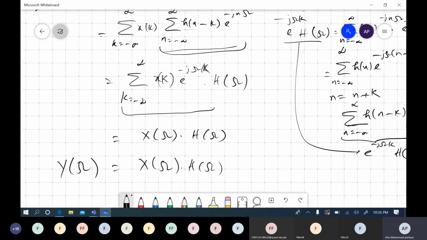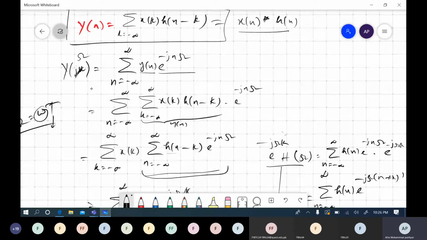See, we started from the calculation of Y of omega by the definition of convolution, and we end up in the frequency domain with multiplication of both signals. This is a very important property for analyzing LTI systems. We will see as we progress in the course.